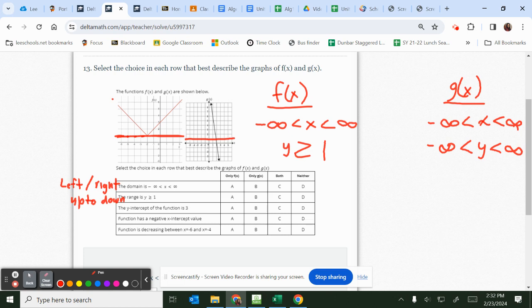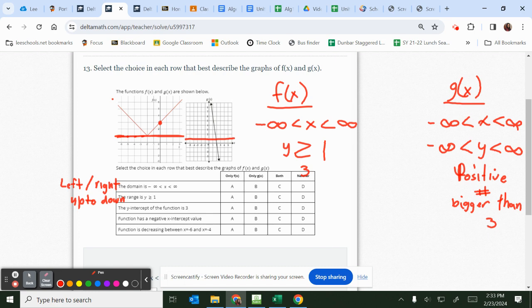What about the y-intercept of the function? The y-intercept for f of x is right here at 3. The y-intercept for g of x, we don't even know what it is, but I know that it's a positive number that's bigger than 3. So that's what the y-intercept would be.